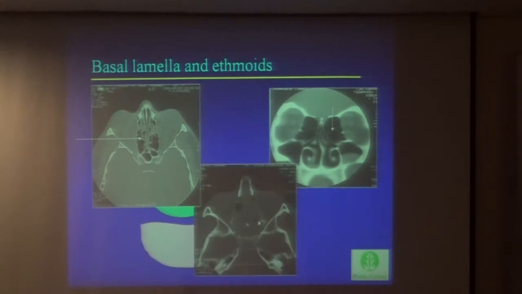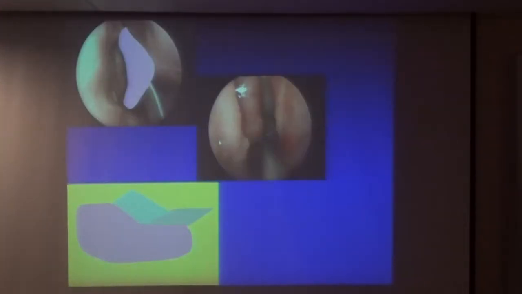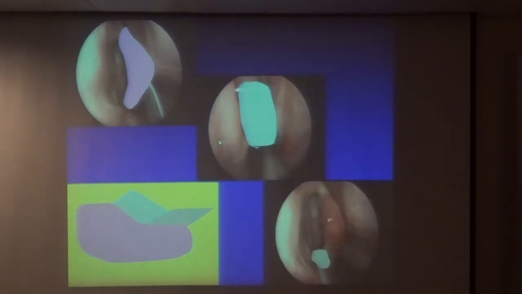But sometimes we are confronted with this. It's difficult, because of the pathology, to identify where the basal lamella is. And that's the way: the first part of the medial termit, the third part of the medial termit is located there, axial. This is sagittal, and this is the basal lamella proper. And here we are, the first part, the second part, the third part.